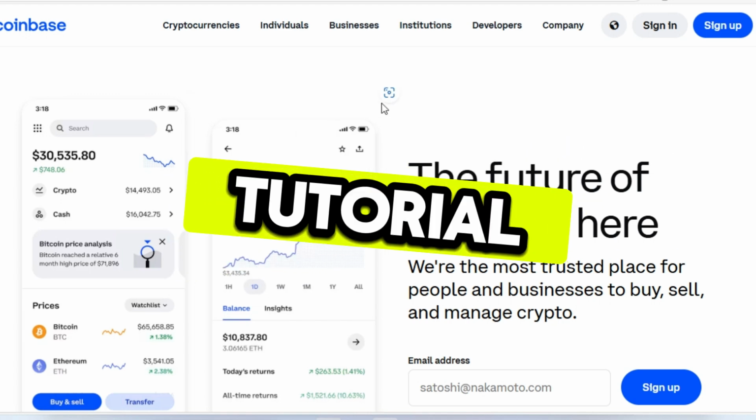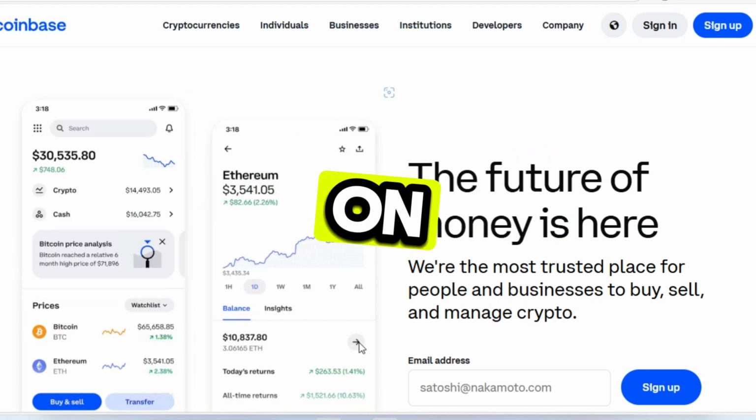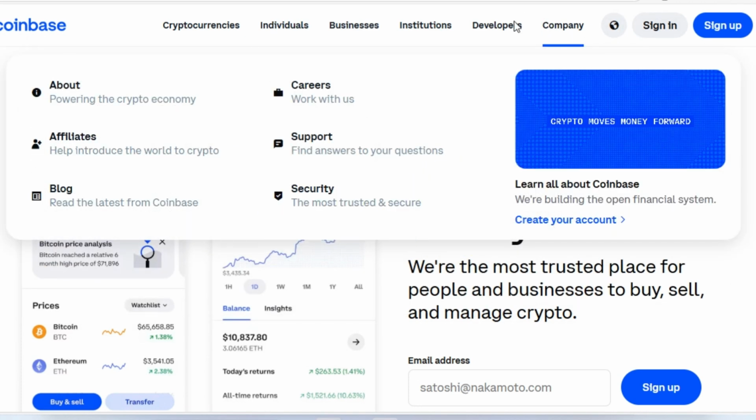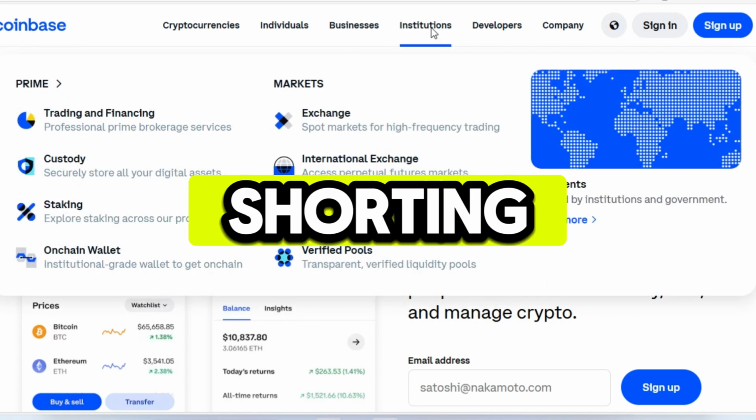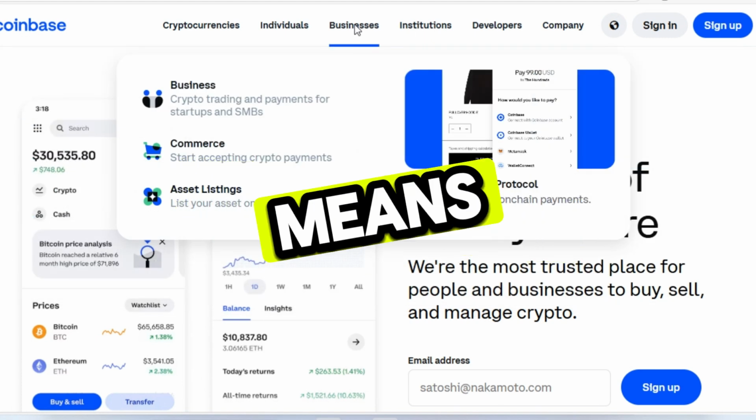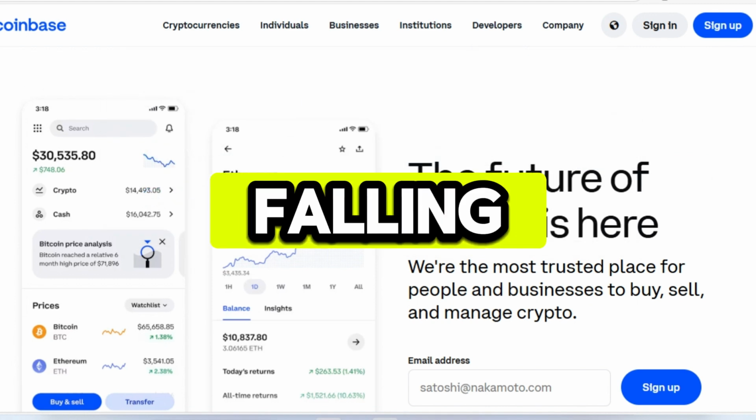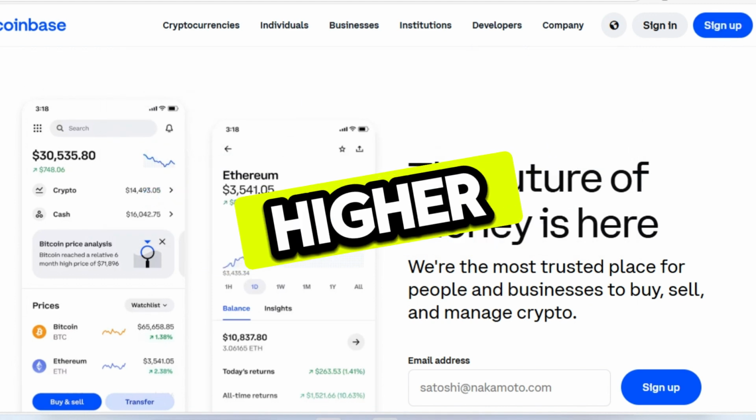In this quick tutorial, I'll explain how to short cryptocurrency on Coinbase in 2025, step by step. Let's jump right in. Step 1. Understand what shorting means. Shorting crypto means you're betting that a coin's price will go down. It's a strategy used to profit from falling markets, but be careful, it involves higher risk.